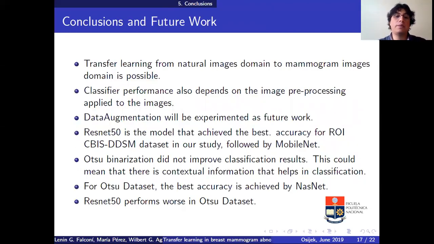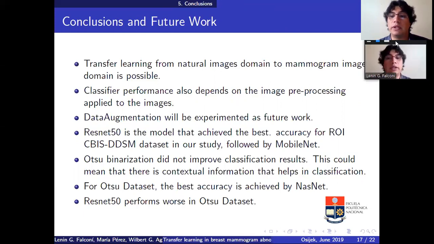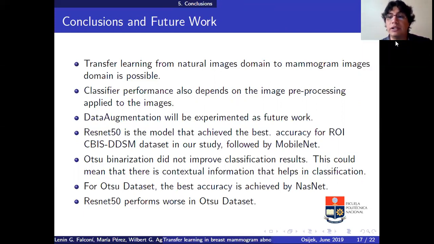So we concluded that transfer learning from the natural images domain, which is the source domain, or DS when we check the definition, to the mammogram images is possible. We can achieve an initial classification accuracy that is good, but the performance is somehow linked to the preprocessing that is applied to images.